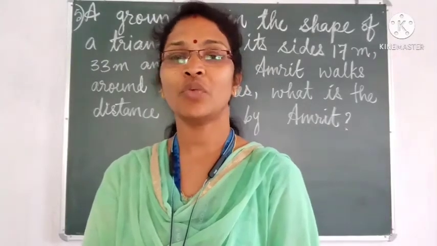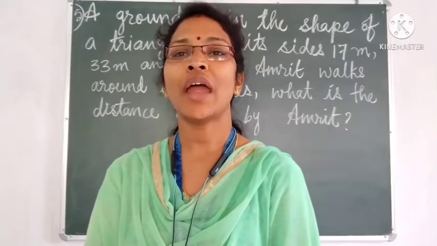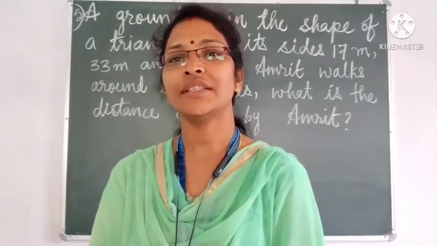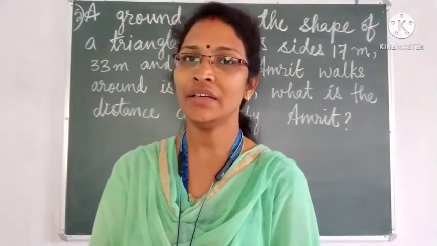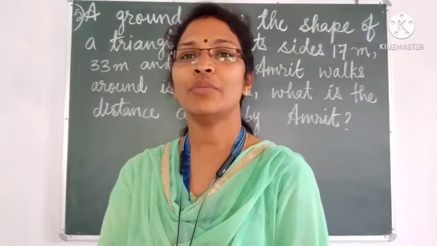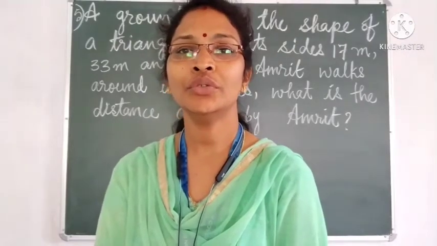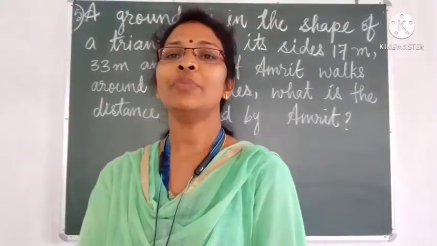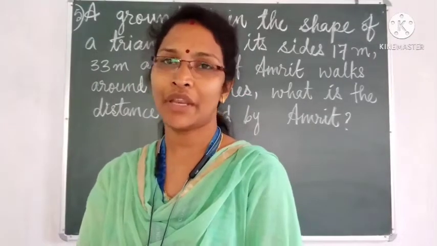In the last class we learned what perimeter is and how to find it. To find the perimeter, what do we have to do? We have to add all the sides. The lengths of all the sides should be added to find the perimeter. And when different types of figures are given, what formula should be followed to find the perimeter? Today we are going to do word problems related to perimeter.